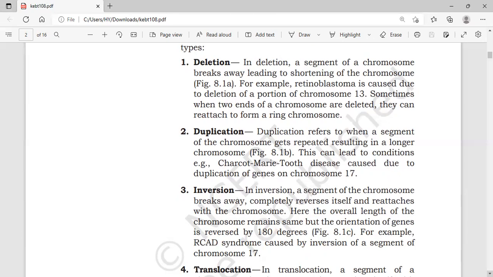Duplication refers to when a segment of the chromosome gets repeated, resulting in a longer chromosome. This can lead to a condition like Charcot-Marie-Tooth disease, caused due to the duplication of a gene on chromosome number 17.